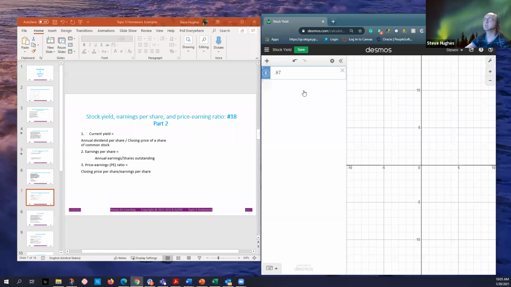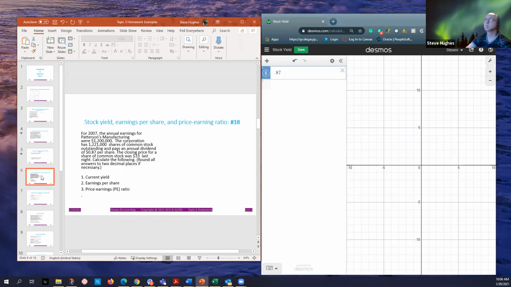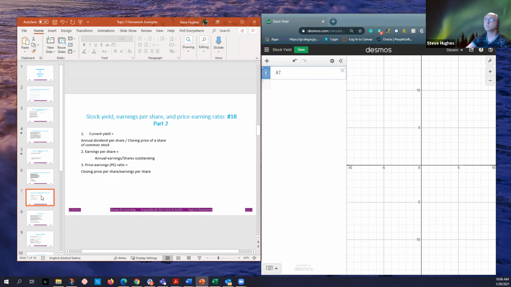0.87, right? That's 87 cents divided by the closing price of the share of the stock. What was the closing price? The closing price was $33. All right, so 87 cents divided by 33. It says 2 decimal places. Current yield, 2 decimal places, is 0.03. All right, that's 3%, right? 0.03, 3%.